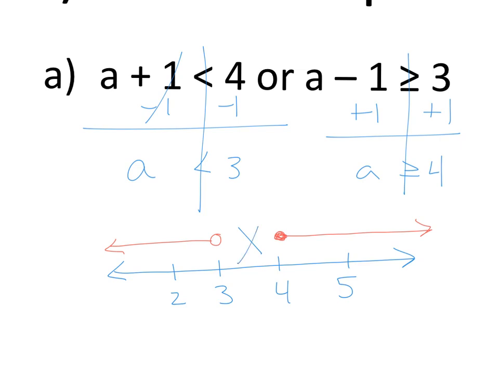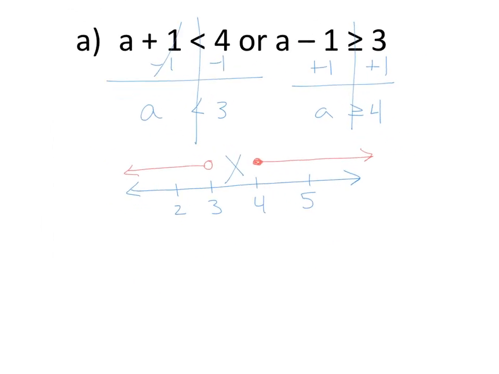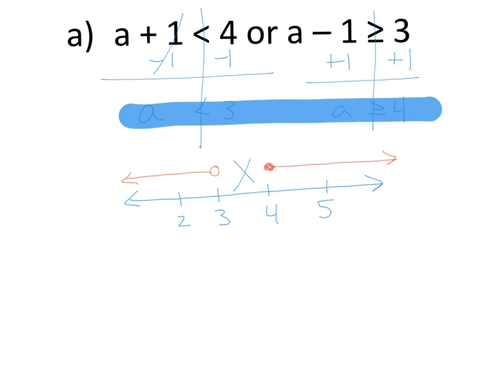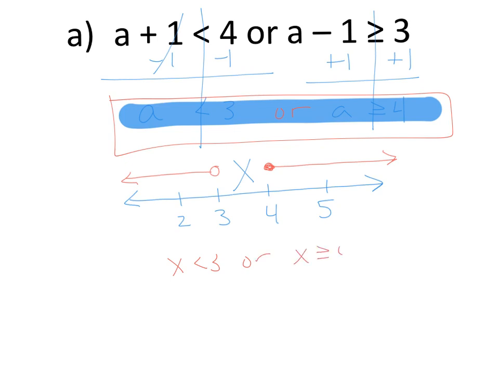Now when you write your final answer, you actually already have it ready to roll right here. All you really have to do is put the word or in between, and there's your answer. It would be x is less than 3, or x is greater than or equal to 4.